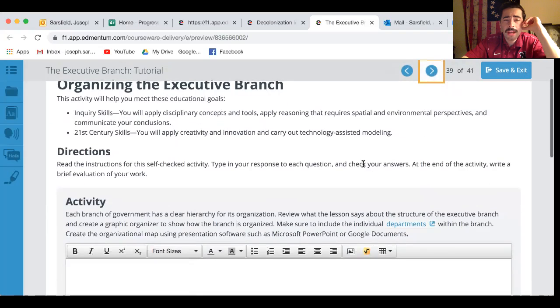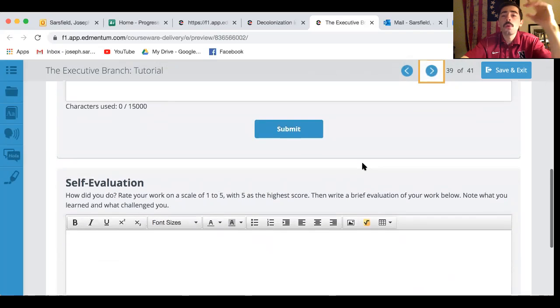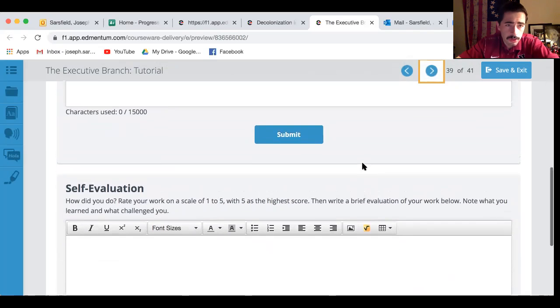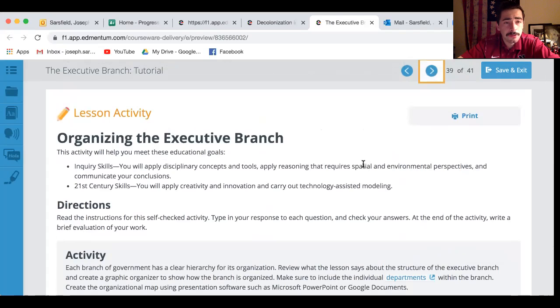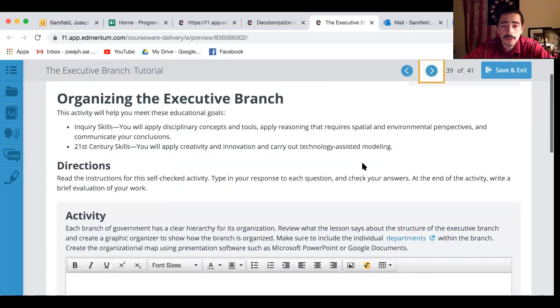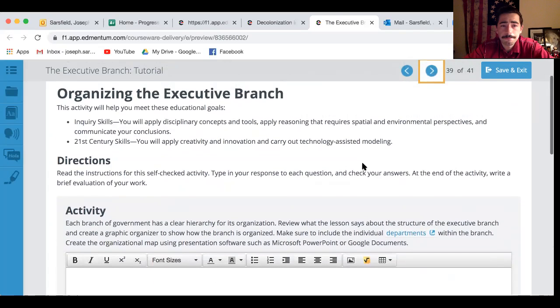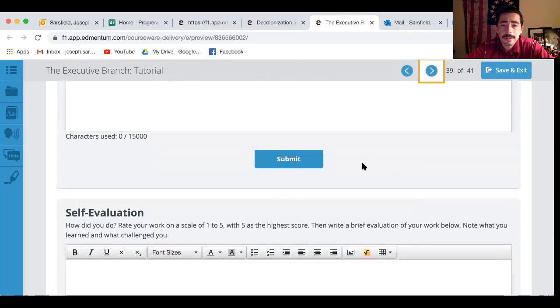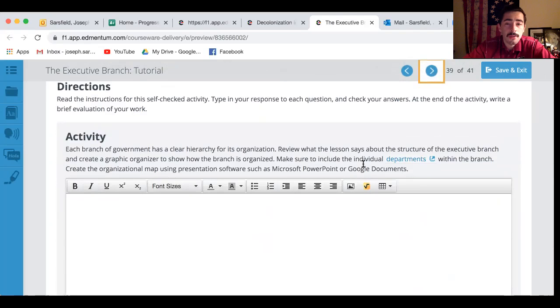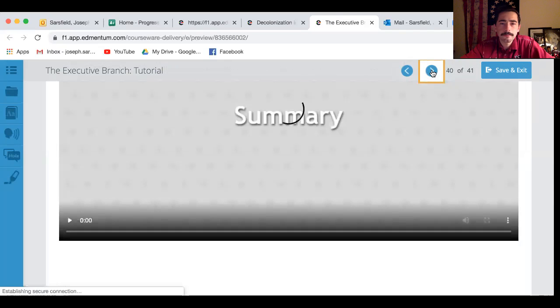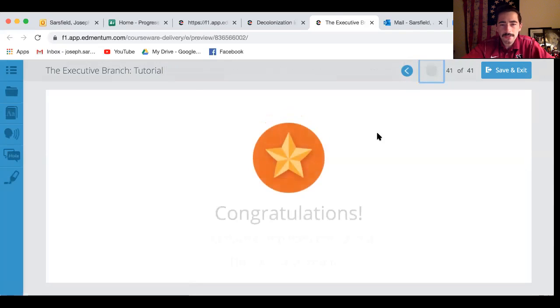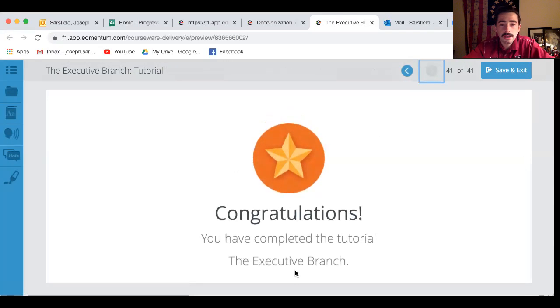So for this, I want you to skip, or I don't want you to skip. If you don't want to do this activity, you don't have to, but if you're interested in looking at the different departments within our government, feel free. You're more than welcome to do it. All right, and that's all we have. Get your little completion star when you finish the lesson tutorial.